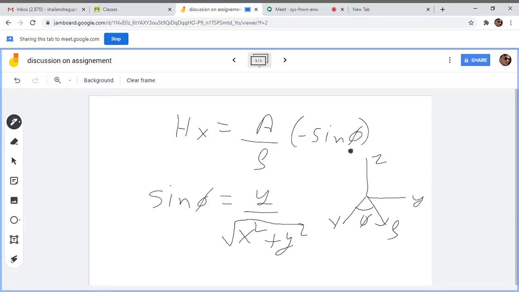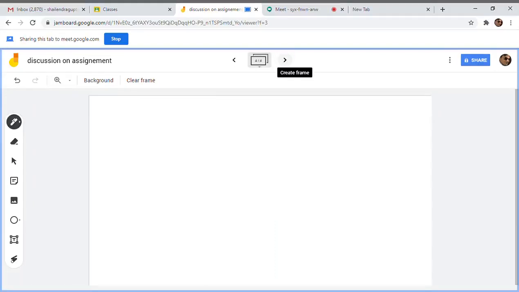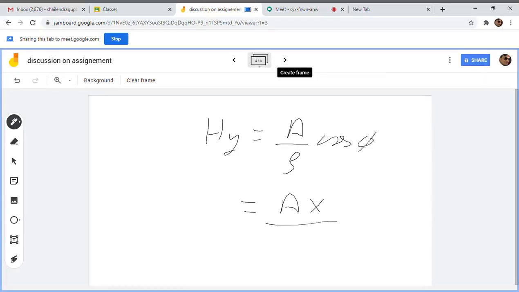Similarly, you can put these values in and when you do this for Hy, you can easily see that it comes out to be A x by x square plus y square, under root, along ay.